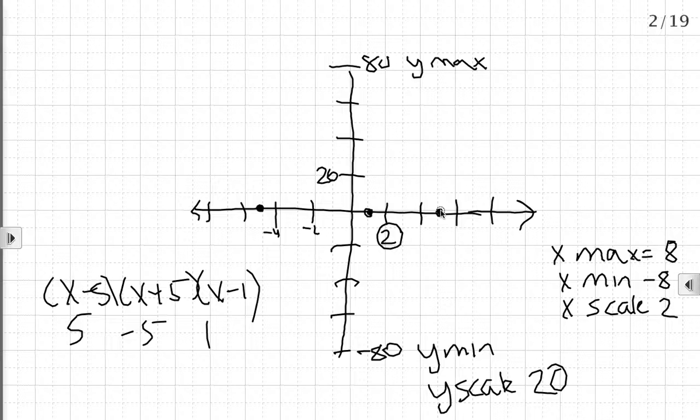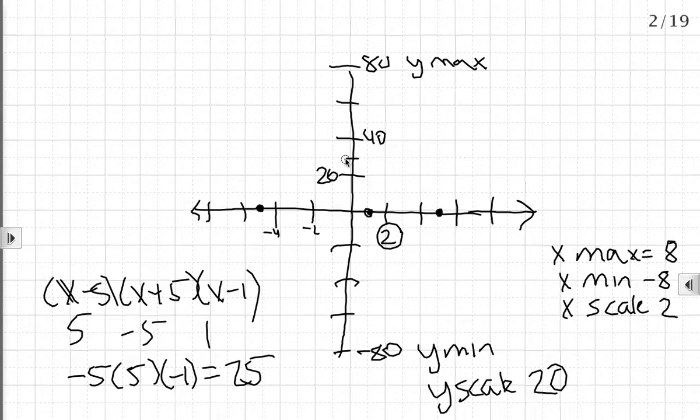Now to find the y-intercept, I'm going to substitute in 0 for x, so that gives me -5 times +5 times -1, which gives me +25. So my intercept is going to be a +25. If this is 40, halfway between is going to be 30, halfway between there is 25. So it's not exact, but it's a better estimate than just blindly putting some points down on the paper. Now I have 4 points, but I don't really know the twists and turns and what direction it's going in.